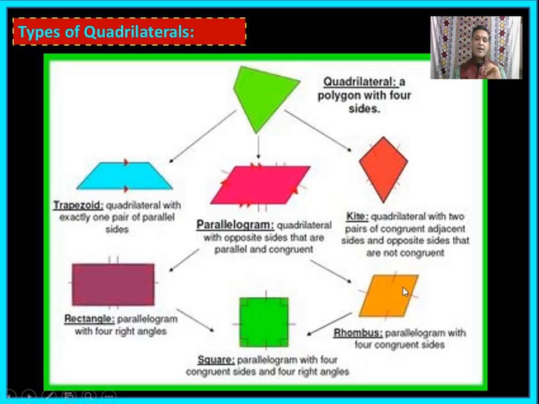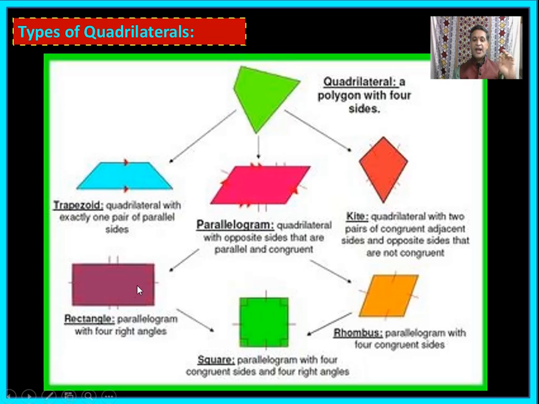And rhombus. A rhombus is a parallelogram with four congruent sides. Four sides are equal but angles are not 90 degrees. That is the difference between a square and a rhombus. Square and rhombus have all equal sides. In a square every angle is a right angle, but in a rhombus no angle is a right angle.